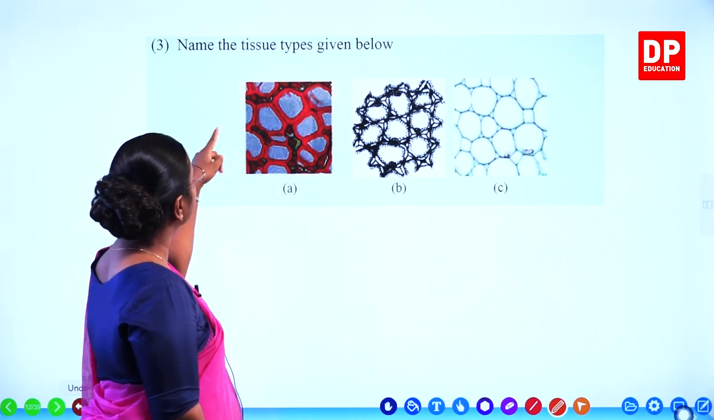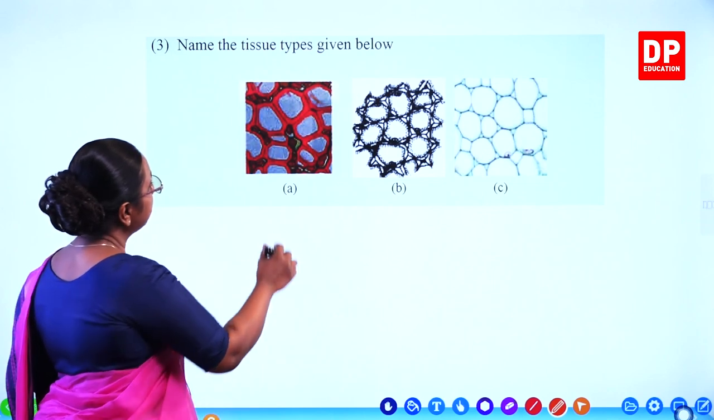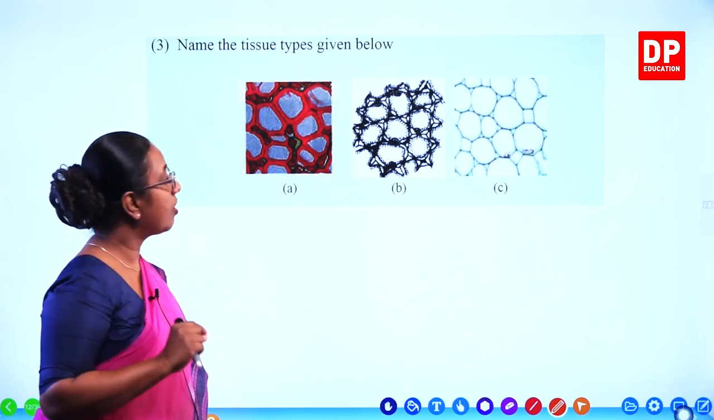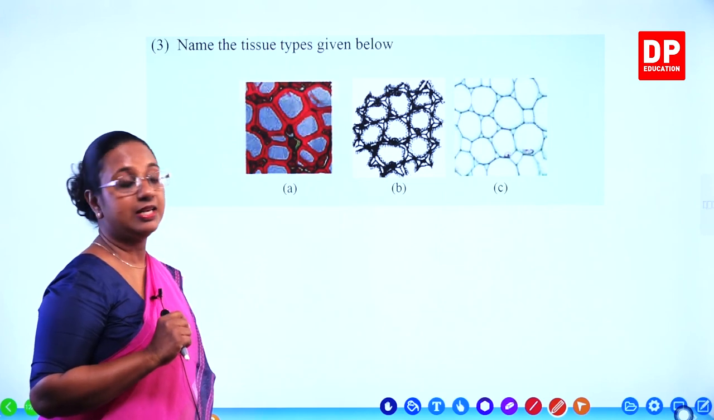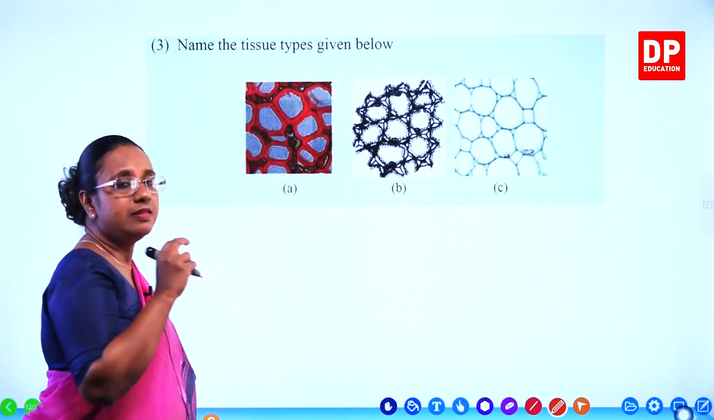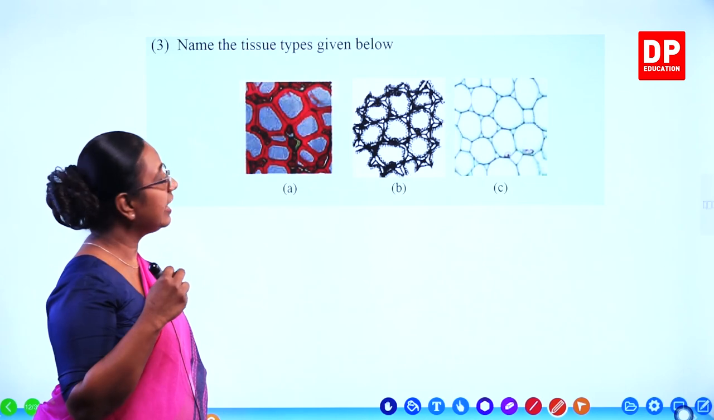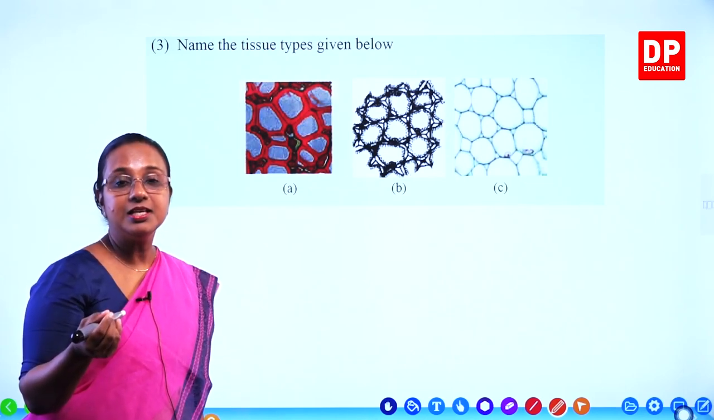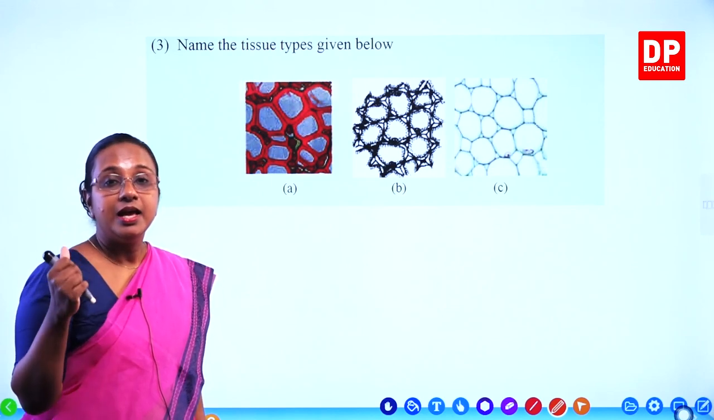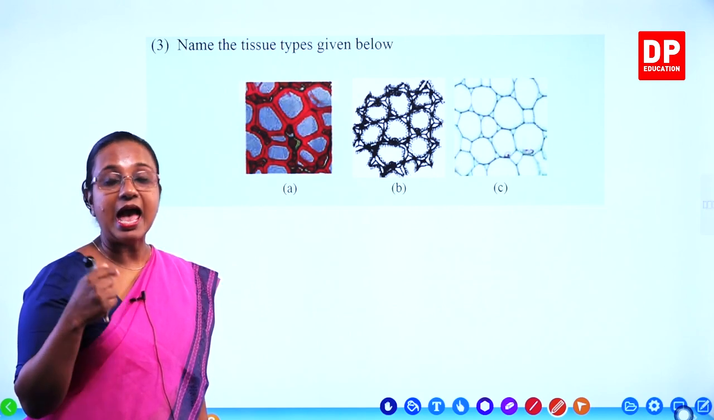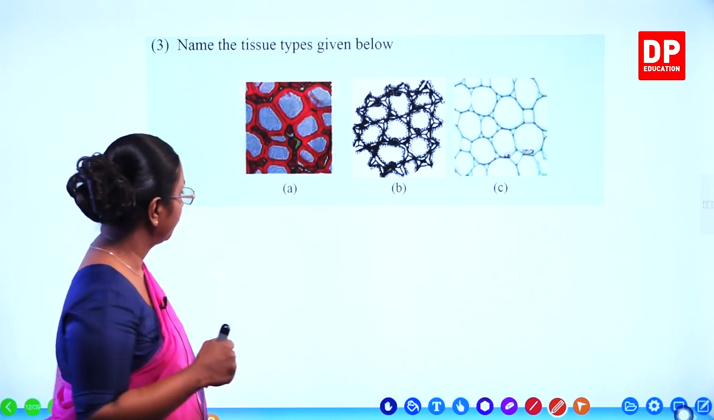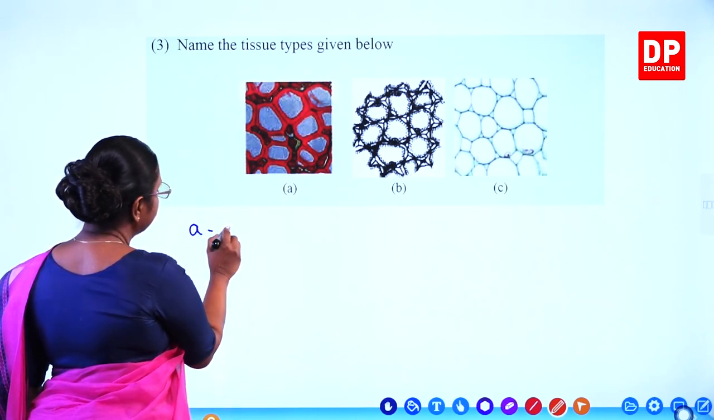So here, if you look at the first diagram, you can see that the cell walls are evenly thickened. There are very broad, distinct cell walls and they are evenly thickened. And also you can see in between these white areas, there is no presence of any type of organelle. You can't see a nucleus in it. So that means that has to be a lumen. Evenly thickened cell wall and the presence of lumen means it has to be a sclerenchyma tissue. So tissue A has to be sclerenchyma.